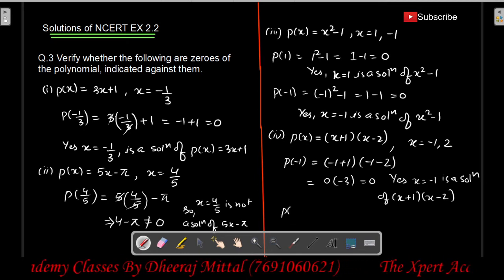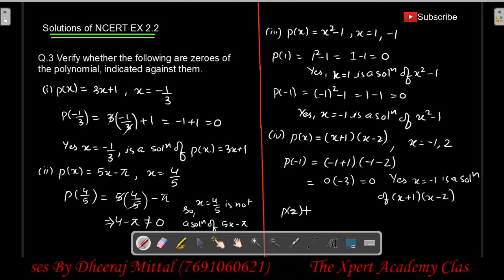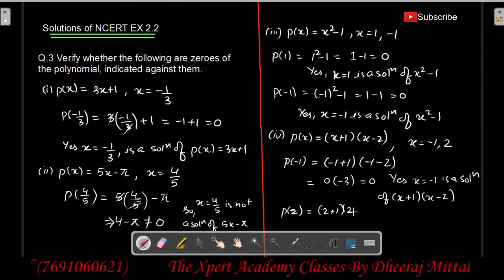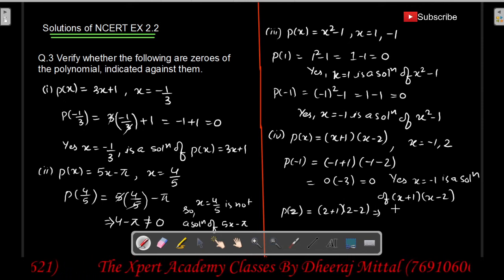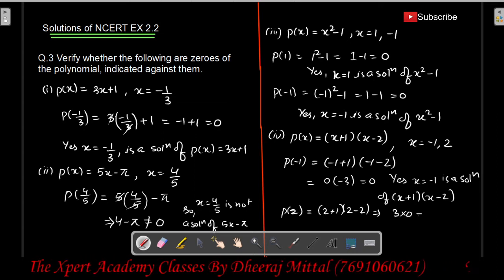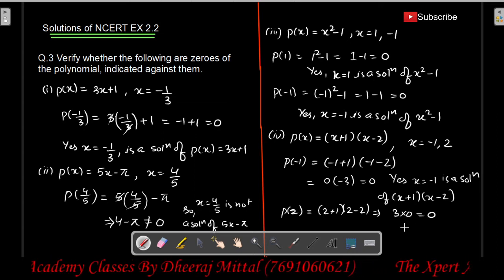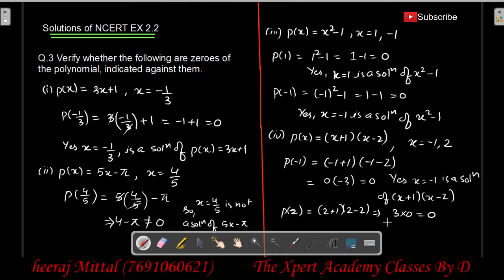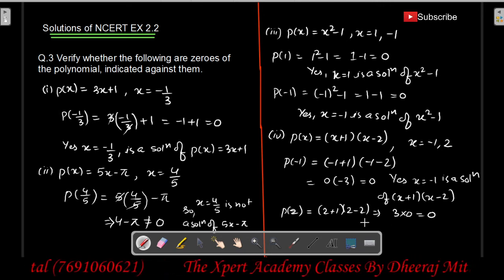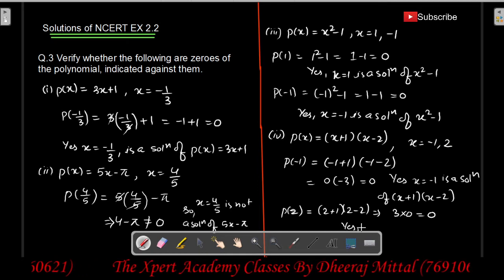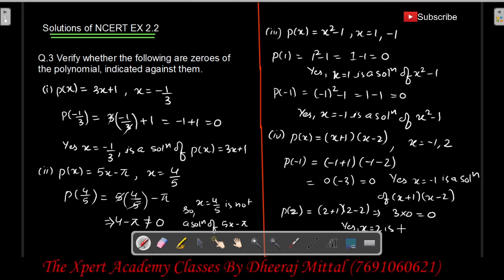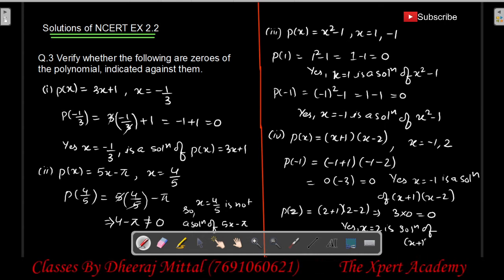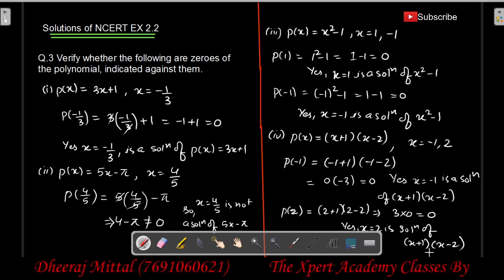Similarly, we will solve it by putting value 2. So at 2, it will be equal to 2 plus 1 into 2 minus 2. So that implies 3 into 0, it is also equals to 0. So we will write that x is equal to 2 is also a solution of x plus 1 into x minus 2.